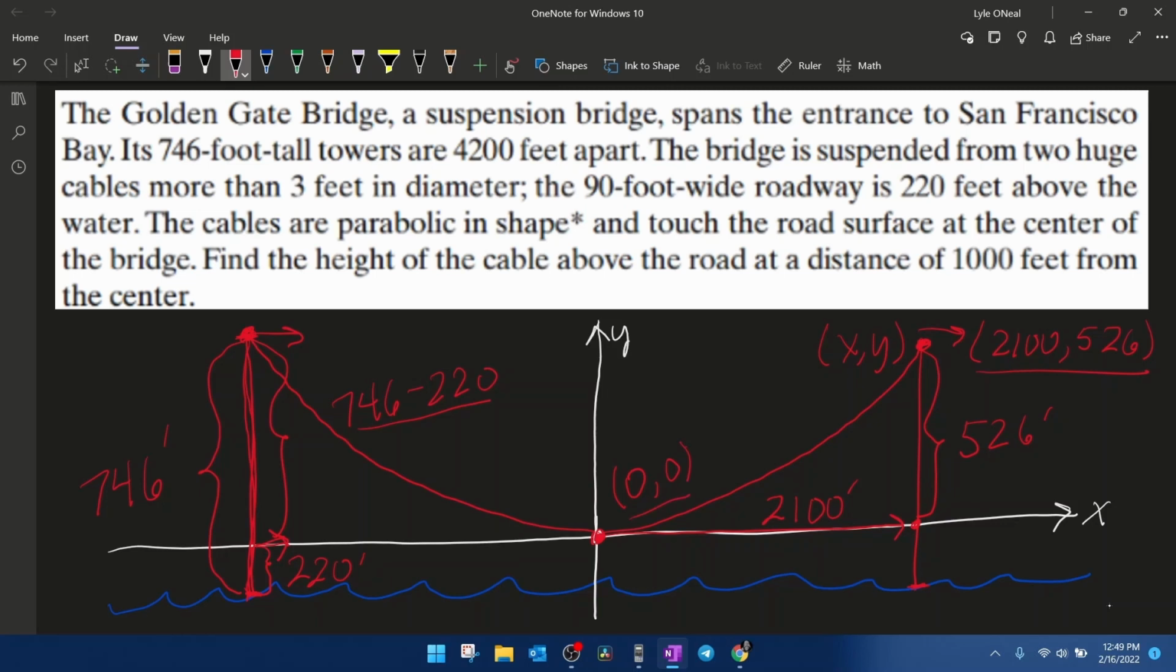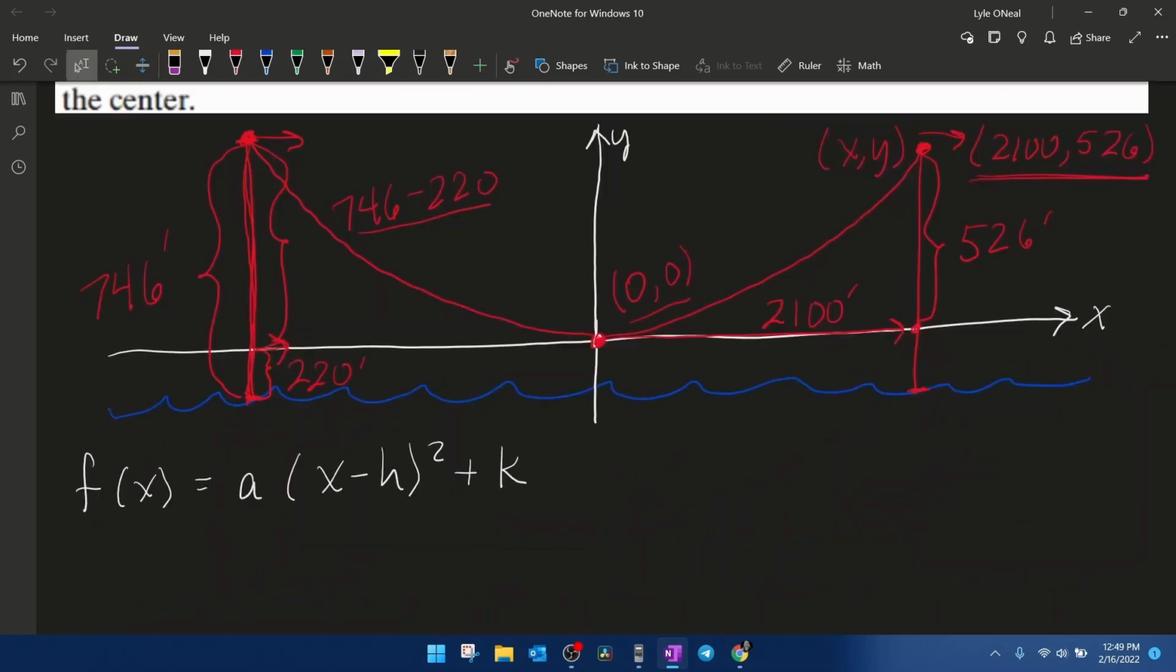Again, now that I know the vertex and a point on the parabola, I can construct the quadratic function. Starting from the vertex form of a quadratic function, we know h and k are 0 and 0 because (h, k) is the origin. And we know f of x is y. So I do have an x and a y that I can substitute, and that's going to allow me to find the value of a.